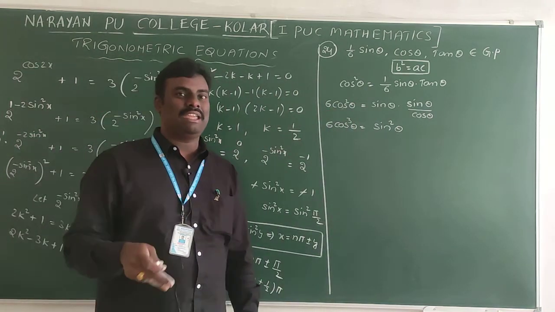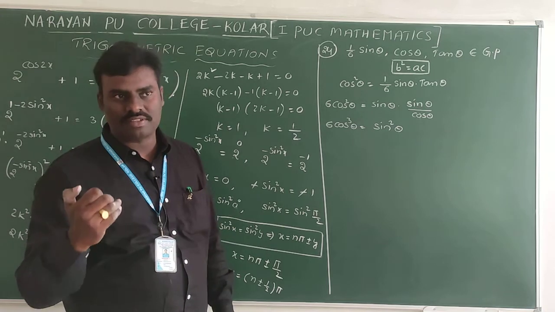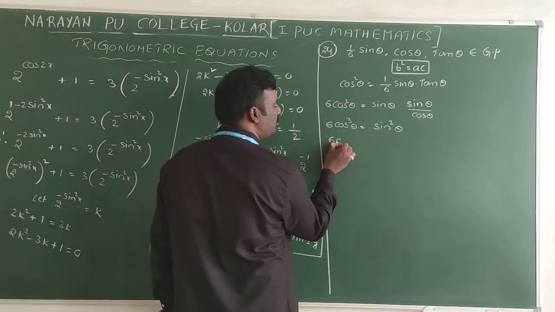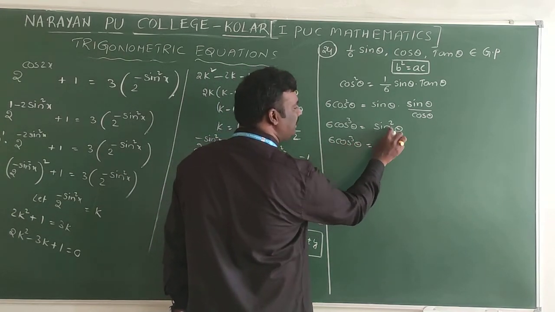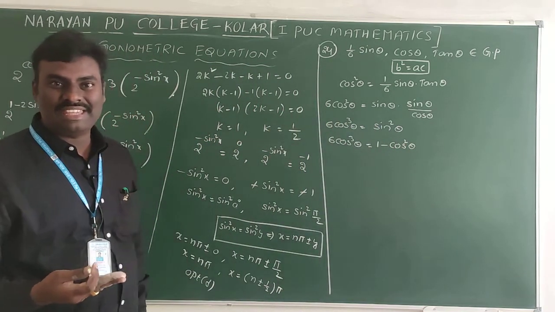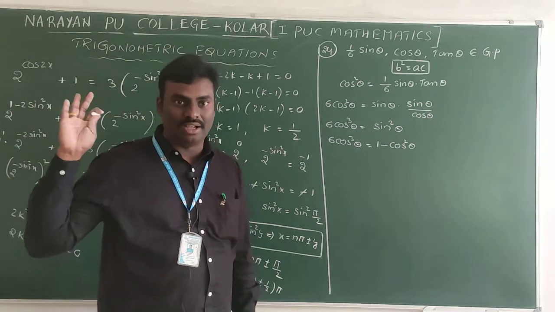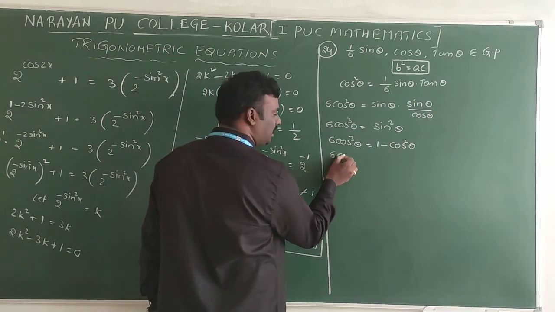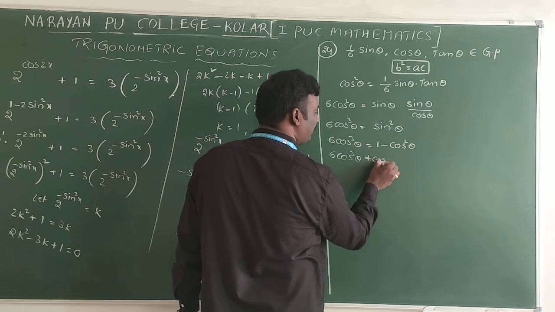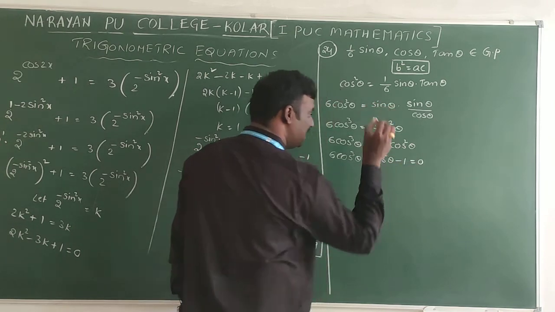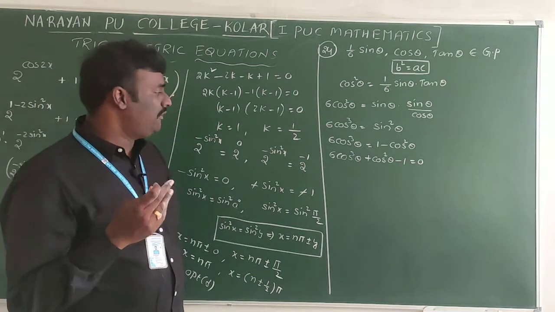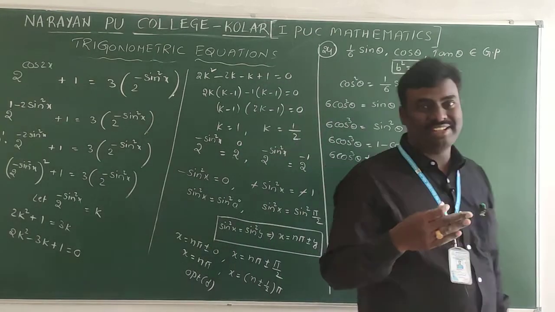But you must make the entire equation either in terms of sin or in terms of cos. I am converting this entire equation in terms of cos. How? 6 cos cube theta is equal to this, and sin square theta I can write as 1 minus cos square theta. Now you observe the entire equation is converted in terms of cos theta. Now 6 cos cube theta, this minus will come to here, becomes plus. This plus 1 comes to this side, becomes minus. It is not a quadratic equation, it is a cubic equation. If a cubic equation is given, we go for the synthetic division method.